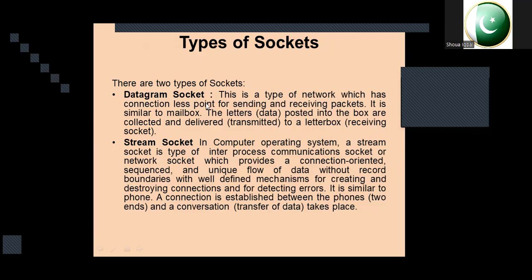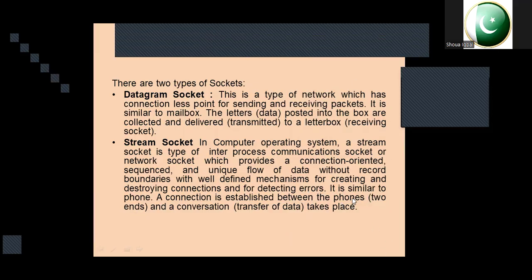There are two types of sockets, datagram socket and stream socket. Datagram is a type of network socket which has a connectionless point for sending and receiving packets. The letters posted in the box are collected and delivered to the letterbox, the receiving socket. A stream socket, in a computer's operating system, is a type of inter-process communication socket or network socket, a well-defined mechanism for creating and destroying connections and for detecting errors. A connection is established between the phones and a conversation takes place.